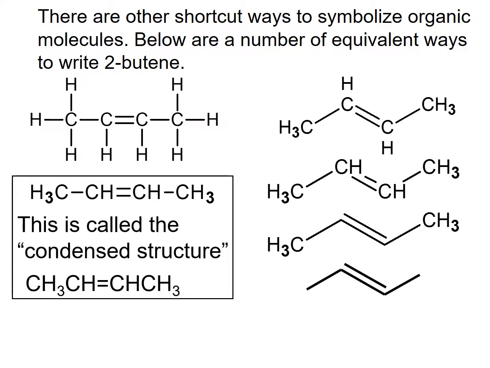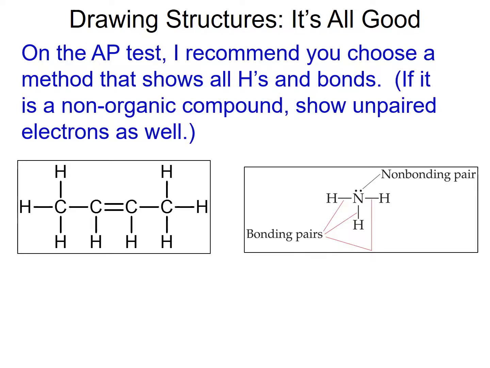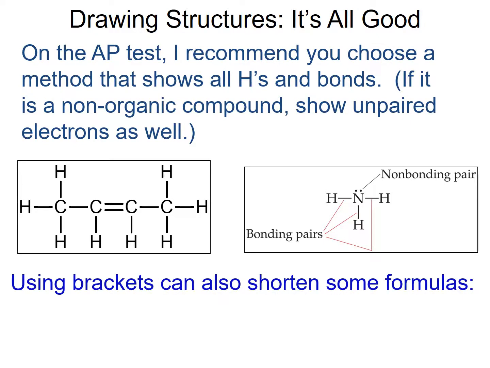This little stick drawing right here: every end represents a carbon, and every bend represents a carbon. So 1, 2, 3, 4, butene with the double bond in the middle, so 2-butene. On the AP test, if you were to be asked to draw one of these molecules, which I doubt, but if you did, I recommend you try to draw in such a way that shows all the hydrogens. Don't use the little stick figures I just showed you.